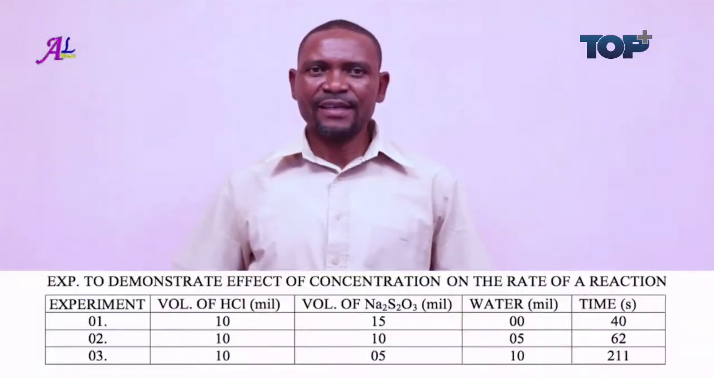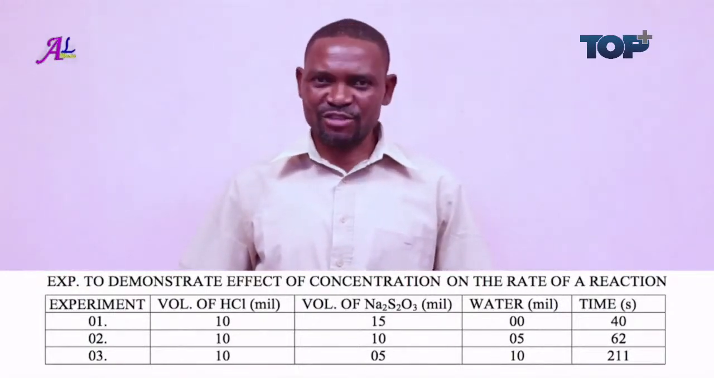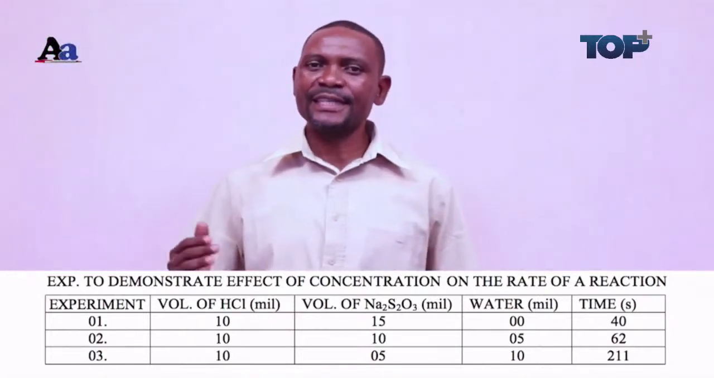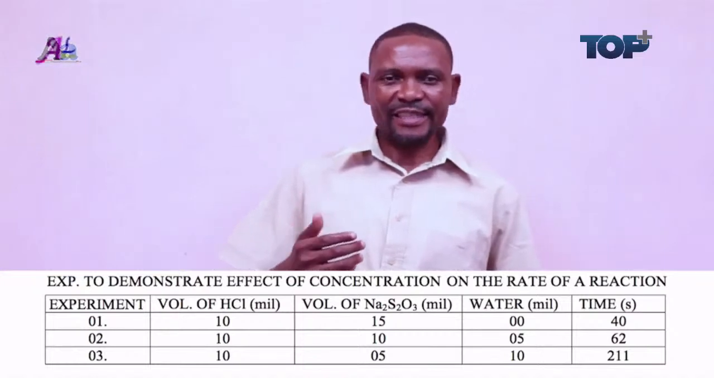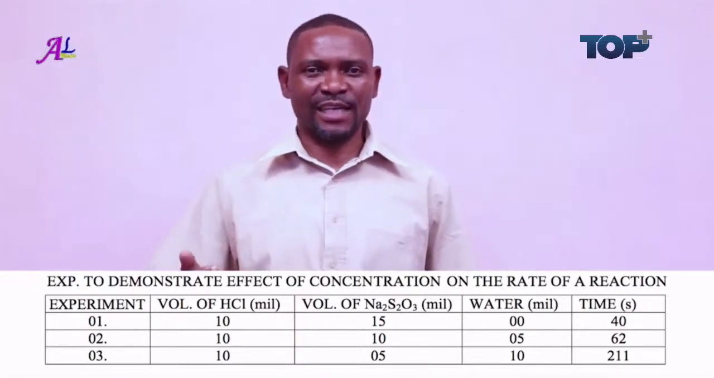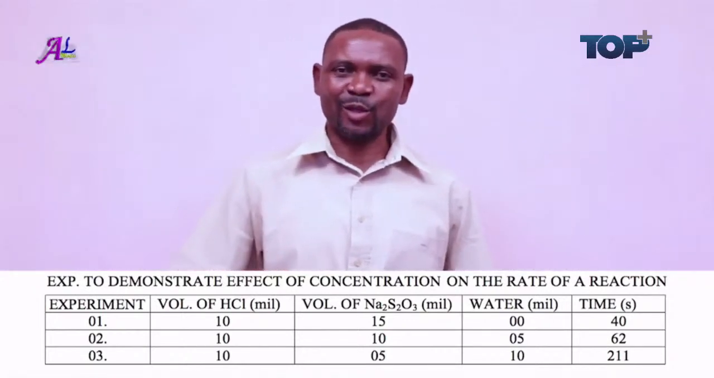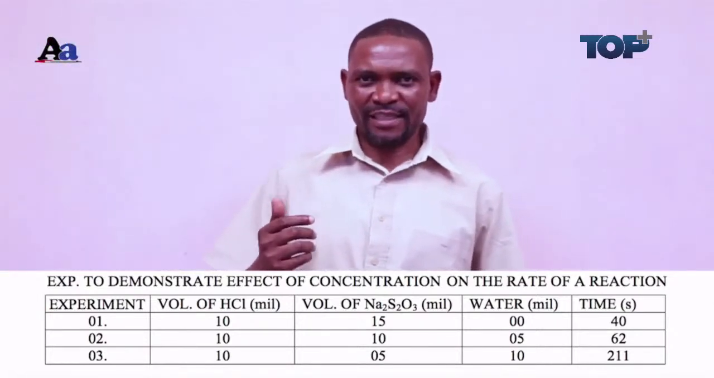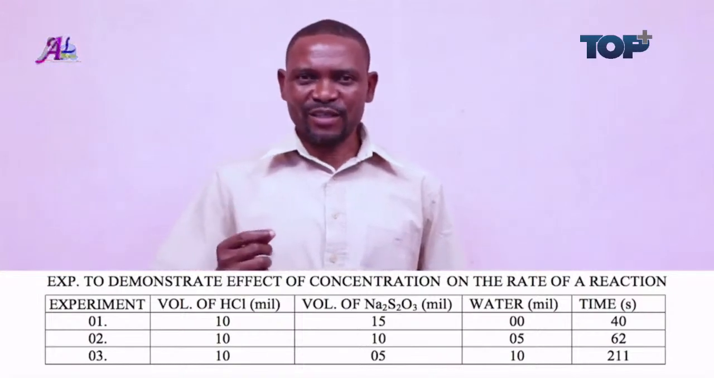So according to the experiment that you have just observed, the experiment shows that the rate of reaction is really affected by the concentration of the reacting species. By varying the concentrations of sodium thiosulfate, time also varied. So in conclusion, as the concentration is high, the rate of reaction is also high, and as the concentration is lowered, the rate of reaction becomes low. In short, the higher the concentration of reacting species, the higher the rate of chemical reaction, and the lower the concentration of the reacting species, the lower the rate of reaction.